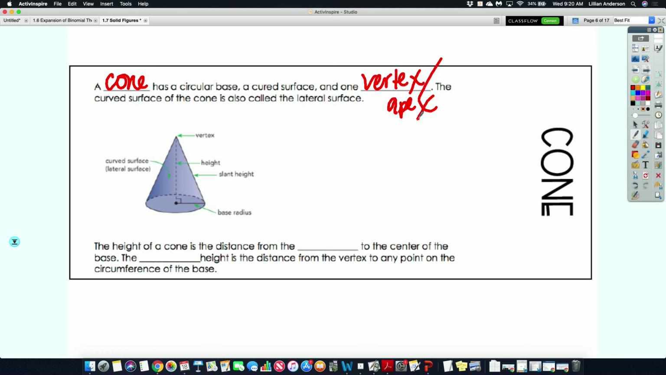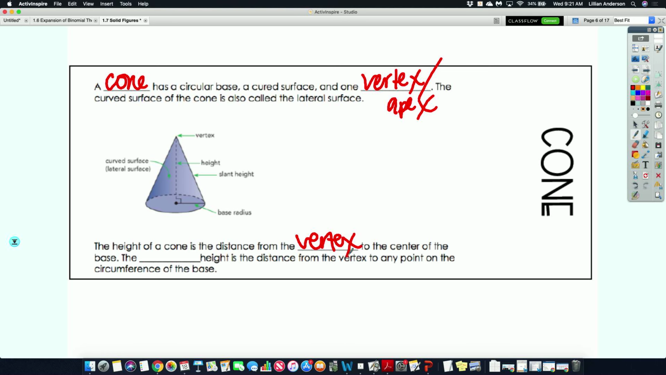Alright. The height of a cone is the distance from blank to the center of the base. Where does it come from? Look at that picture. The height of the cone is the distance from the blank to the center of the base. Vertex. From the vertex, also known as the apex.